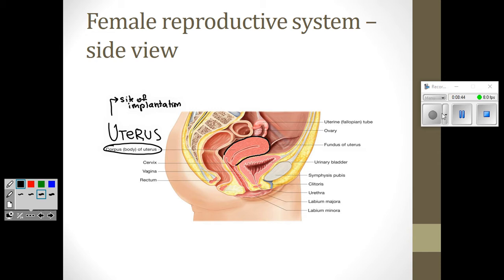The next thing we have is the cervix, and the line for the cervix is pointing right there. So here, the cervix. And the cervix is the opening to the uterus. If something were to have to leave the uterus, it would have to go through the cervix. So if a baby were developing in the uterus, it would have to go through the cervix to be born.